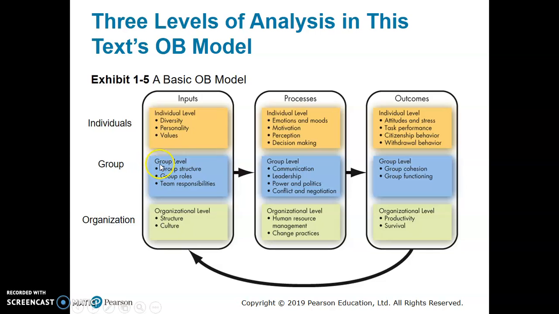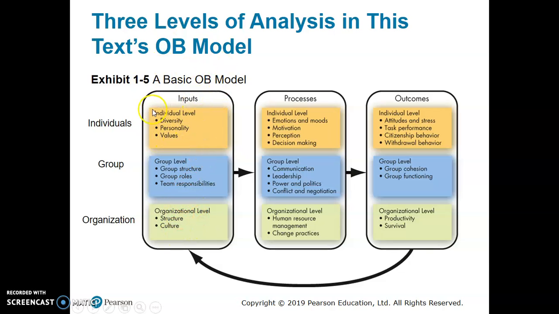Next is the group. The group consists of group structure, group roles, or group team responsibility. The focus of the discussion when we talk about organizational behavior in terms of group is not the individual, but the collection of employees in the group. Organization is the third level of inputs, the third level of analysis. This OB textbook focuses on two: structure and culture.